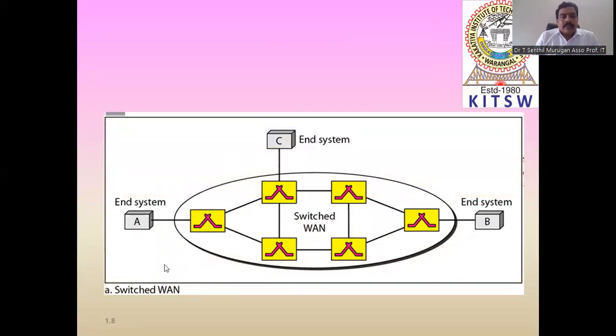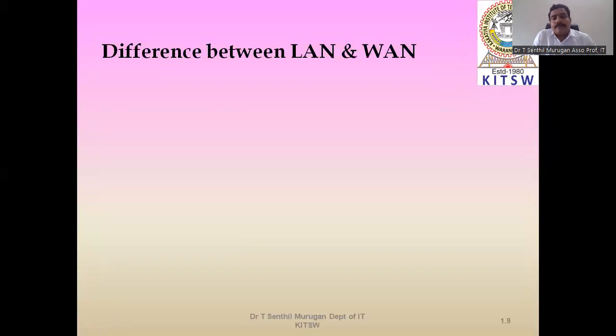But another type is the switched wide area network. Here many switches are used. Switch to switch connections are established. Finally, the end systems are connected with the different switches. We are making the interconnection between these switches. These switches may be used as routers, hubs, or switches. So one router from USA, one router from India, we can connect these two routers. Then we can say this is the wide area network.